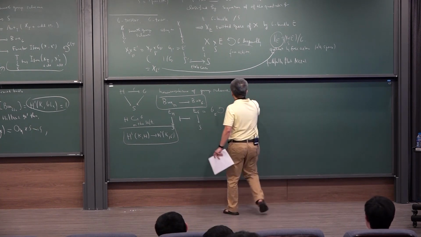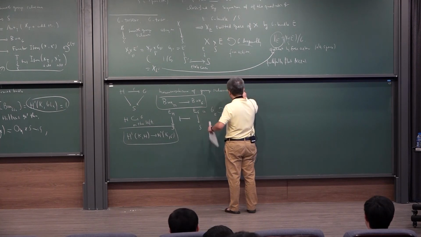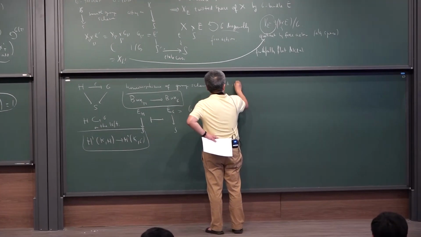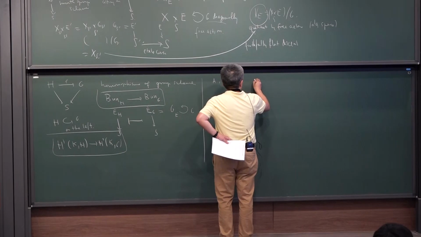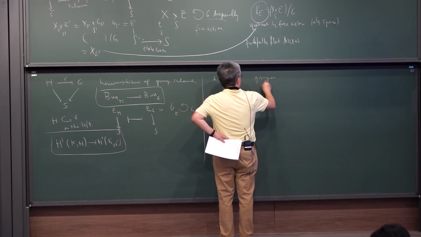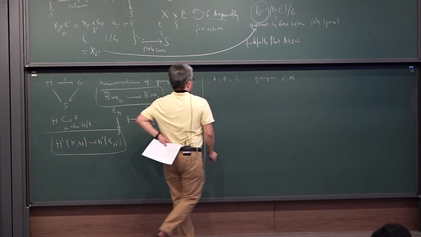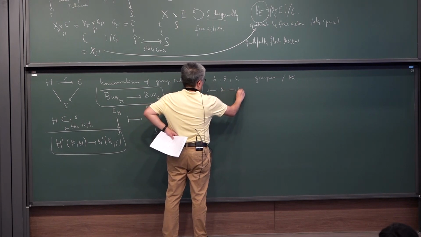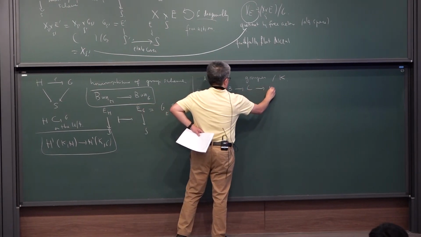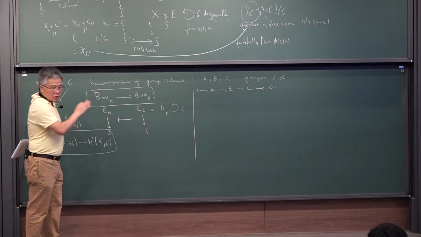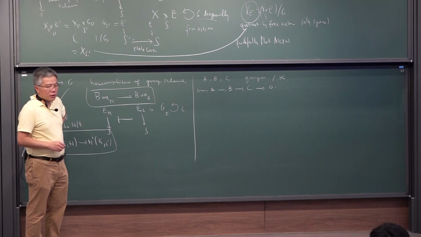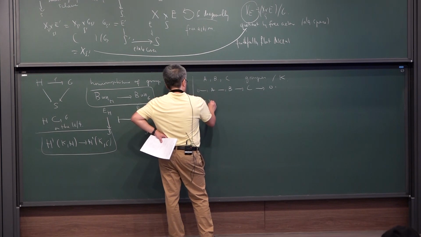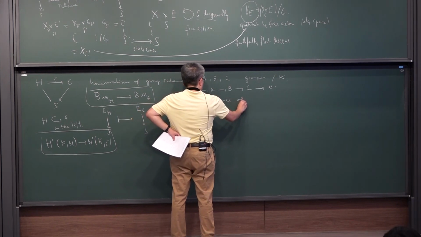Let A, B, C be groups, algebraic groups or something. Assume that you have an exact sequence. Let's say they are commutative groups to start with. Then you have the exact sequence, and then you have the long exact sequence in cohomology.